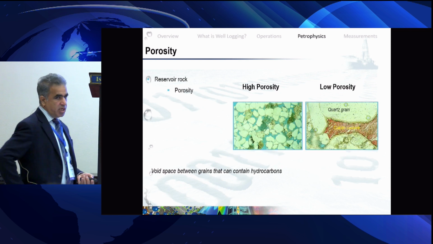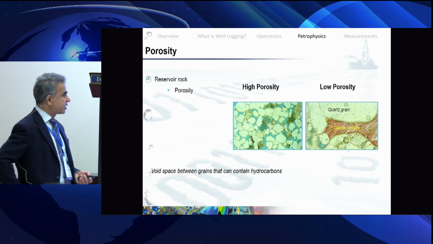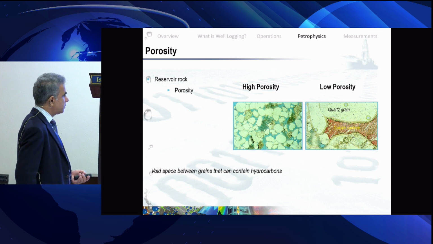We can also see these sections under the microscope, the petrographic section, and we can find out different mineralogies and the pore space.